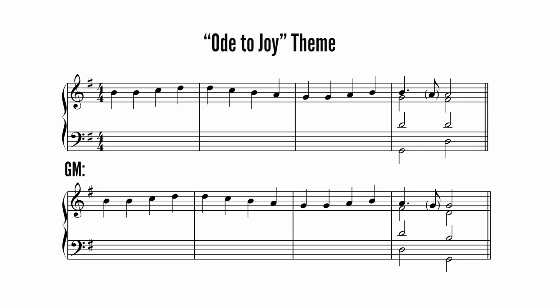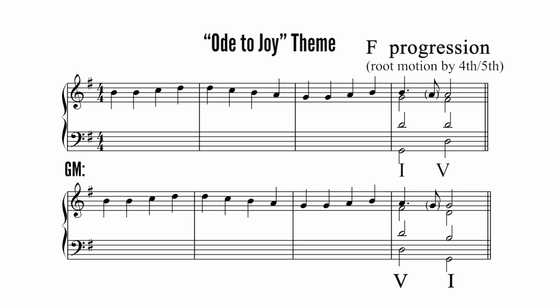Notice that the first cadence at the end of the first phrase is a 1 to a 5. Here we can see the classic F progression that we learned several lessons ago. Two voices moving by step and one common tone. The second phrase ends with a 5-to-1. Chords also related by fourth or fifth. But because of the melodic movement of the upper voice, we can't use the traditional F progression.